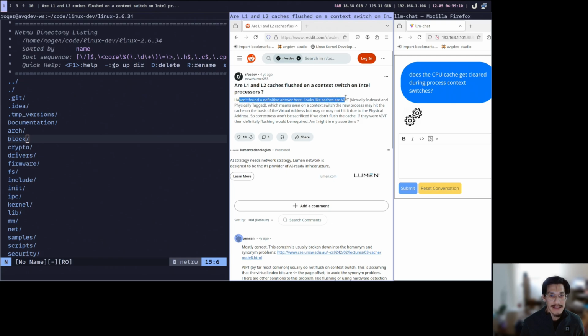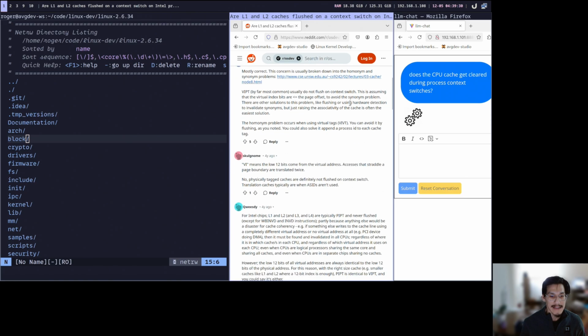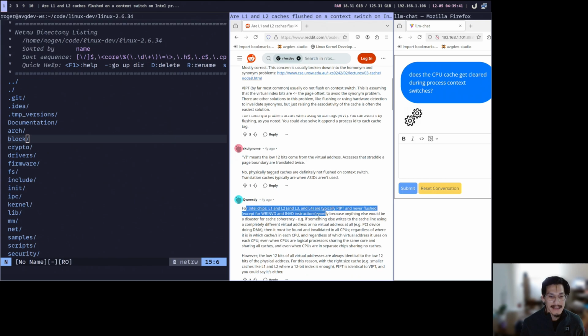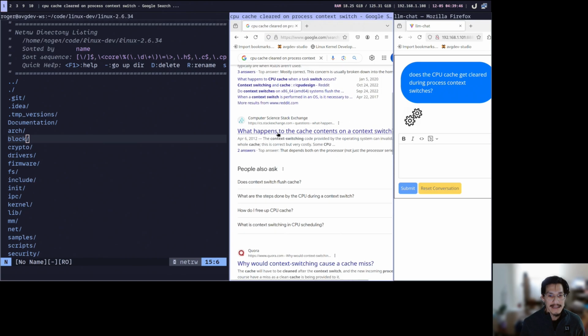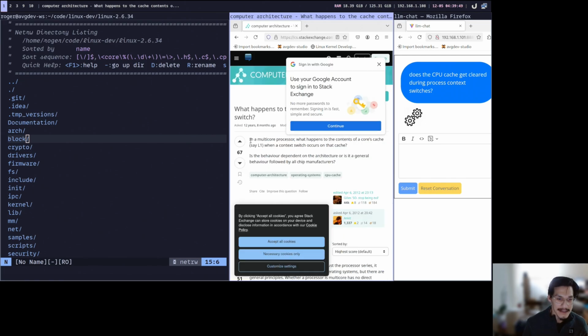It looks like caches are VIPT, virtually indexed and physically tagged, which means that even on a context switch, the new process may hit the cache on the basis of the virtual address, but may or may not hit it due to the physical address. So correctness won't be satisfied if we don't flush the cache. Okay. Oh, for Intel chips, L1, L2, L3 and L4 are typically PIPT and never flushed. Okay. That would be a disaster for cache coherency. Okay. So what happens to cache context on a context switch?